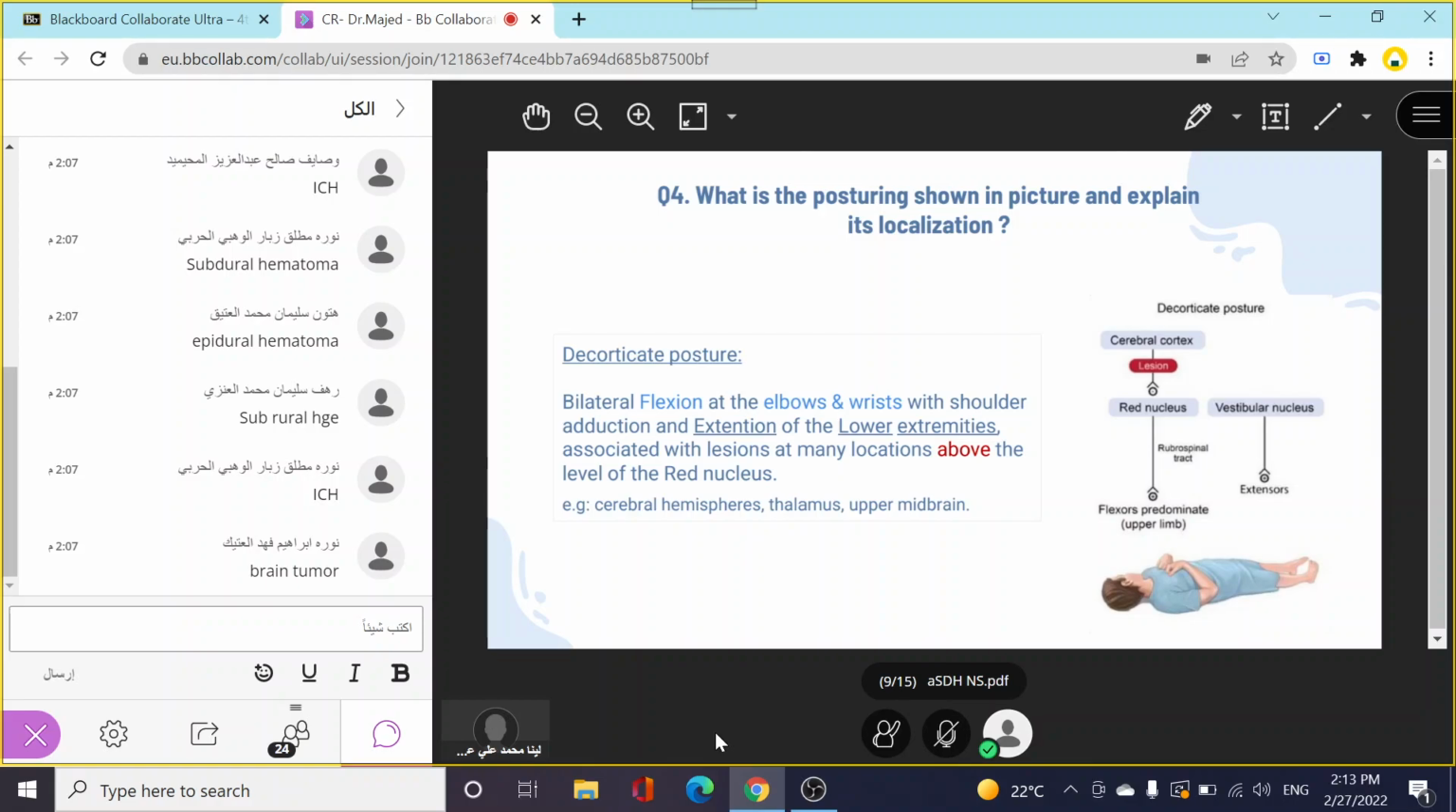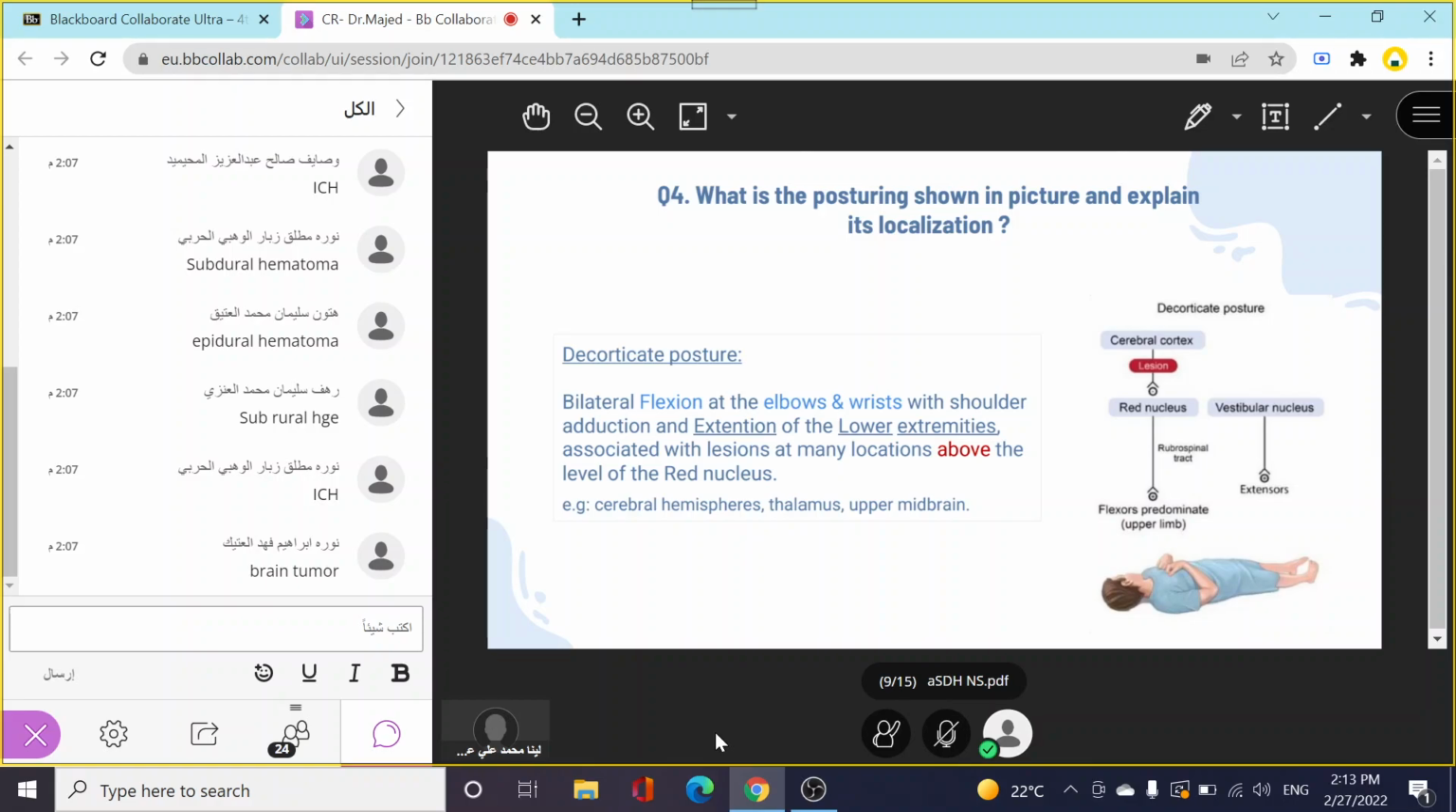So what is the action of the red nucleus? The red nucleus is responsible for predominantly flexion of the upper limb, and it is regulated by impulses from the cerebral cortex. So when there is a lesion above the red nucleus, the red nucleus will lose its inhibitory impulses from the cerebral cortex, so it will start to release strong impulses to the flexor muscles of the upper limb, leading to the flexion of the wrist and elbow and adduction of the shoulder.